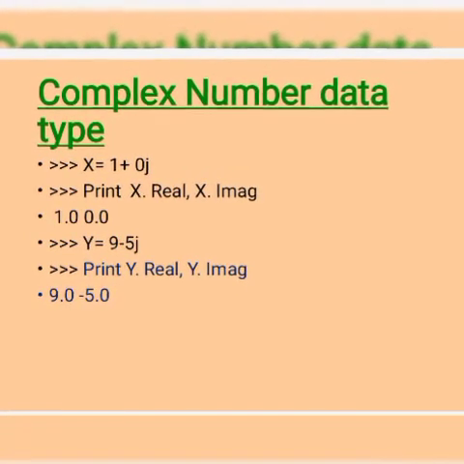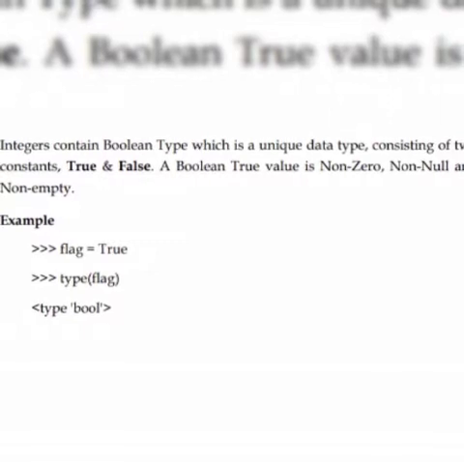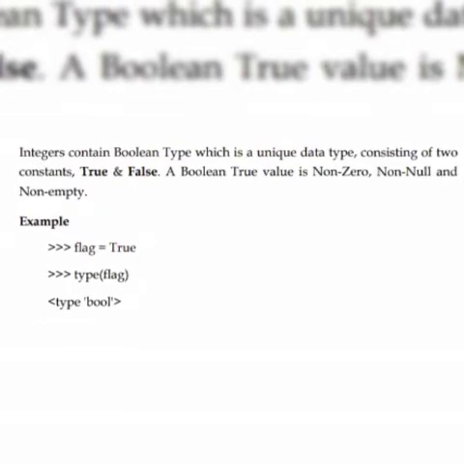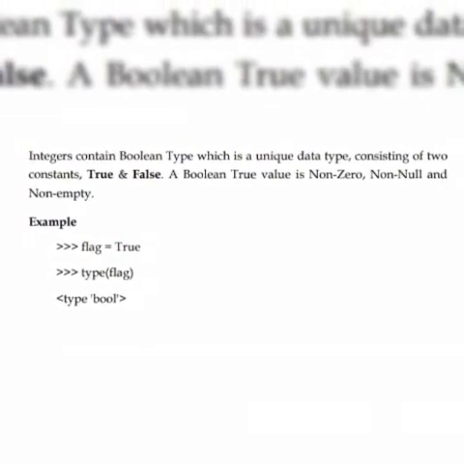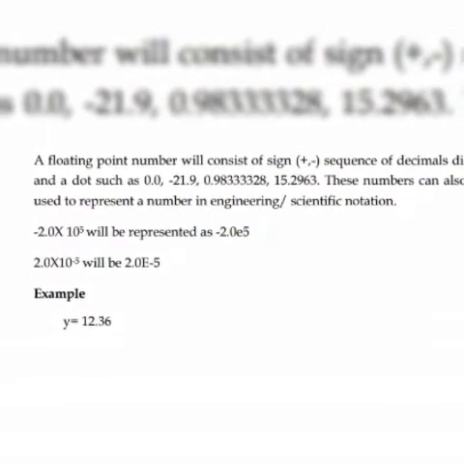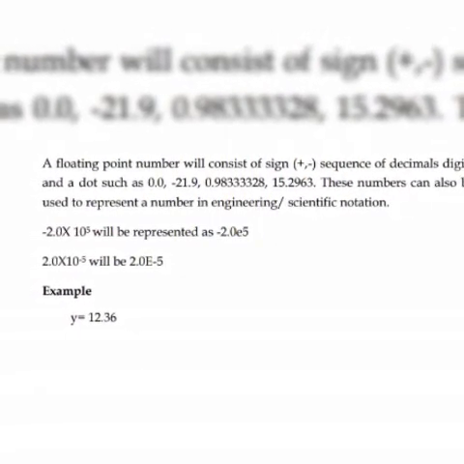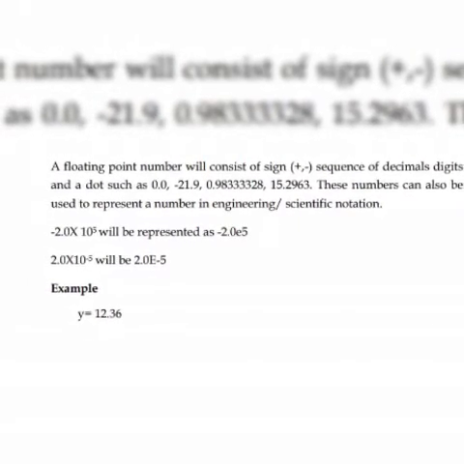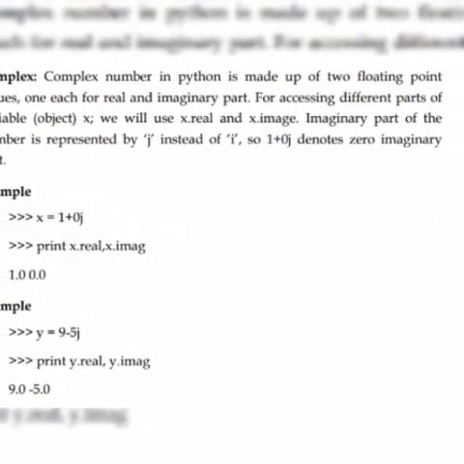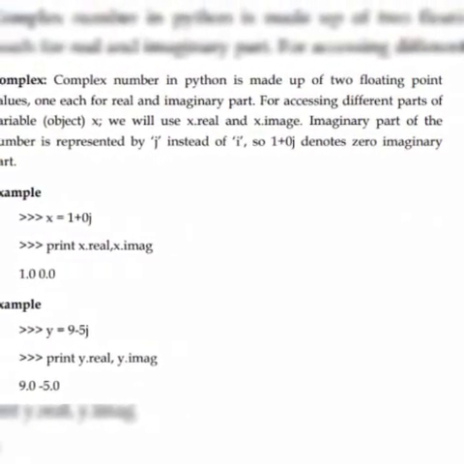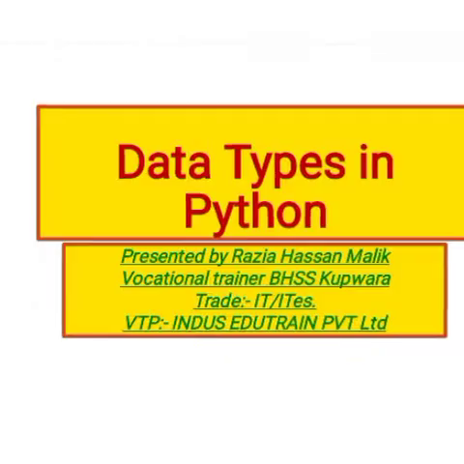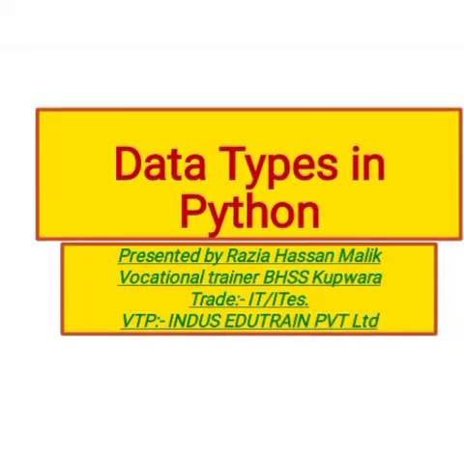And now we have a subtype of integer with its own data type, that is Boolean. This Boolean has two values, either true or false, either 0 or 1. Boolean is a unique data type which consists of two constants, true or false, and a Boolean true value is non-zero, non-null and non-empty, and a false value has a zero value, a null value.